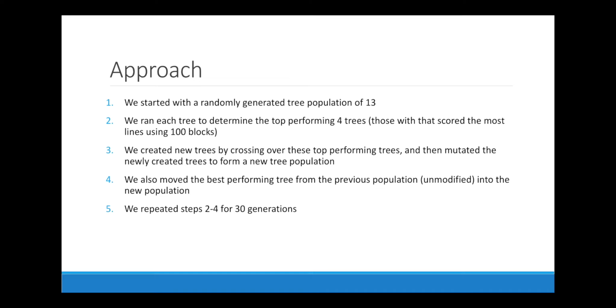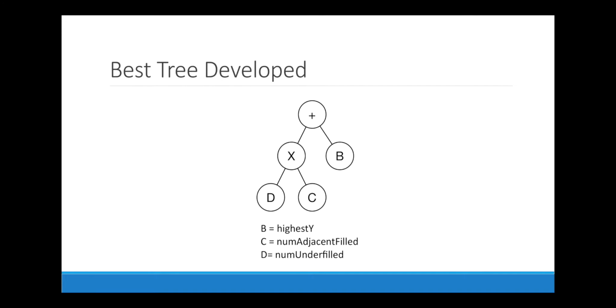Now I'm going to run through specifically how we train our bot to find an optimal tree. First, we started with a randomly generated tree population of 13. We then ran a game of Tetris, using each tree to determine the top 4 performing trees, with the fitness function being the number of lines cleared in the game. New trees were created by crossing over each of the top performing trees with each of the other top performing trees, using an order matters approach, giving us 12 new children. We mutated the newly created children trees, and this created the new tree population, along with the best performing tree from the previous population. We repeated steps 2 through 4 for 30 generations.